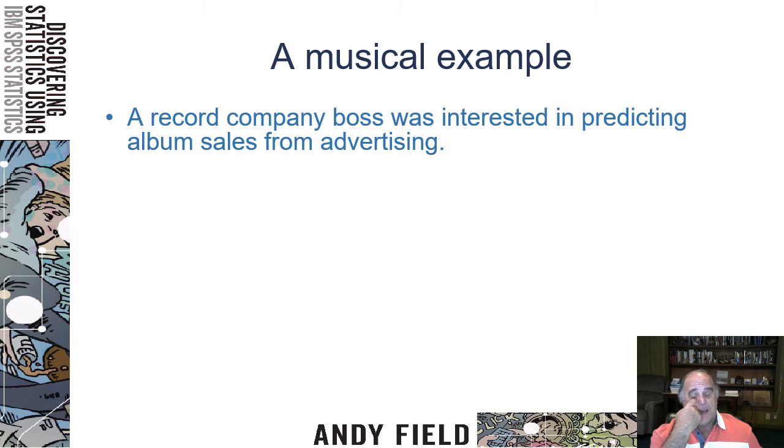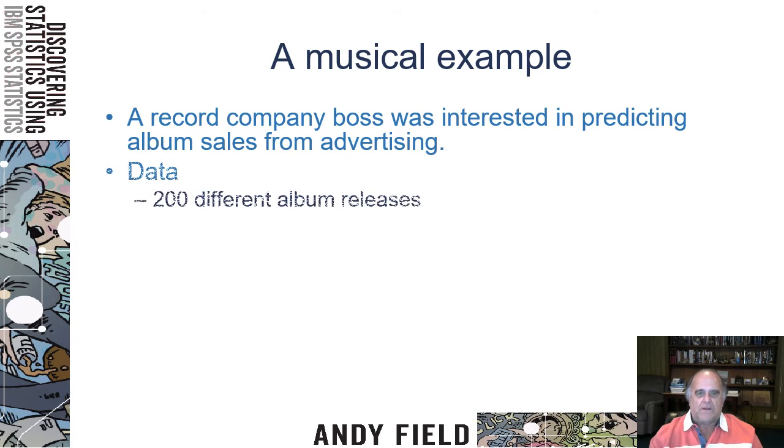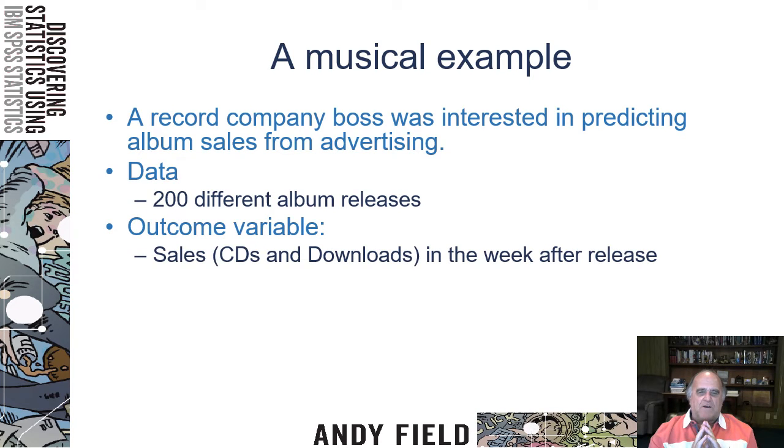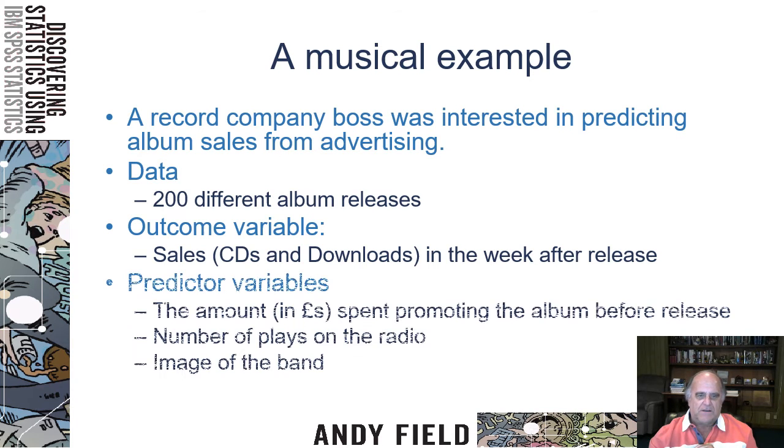Okay, so again, his example is a musical example. A record company boss was interested in predicting album sales from advertising. The data, there are 200 different album releases. The outcome variable is sales, CDs and downloads in the week after release. The predictor variables, I should say, are going to be the amount spent promoting the album before the release, the number of plays on the radio, and the image of the band.